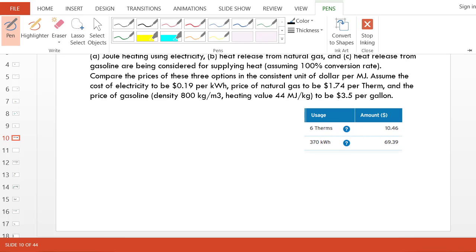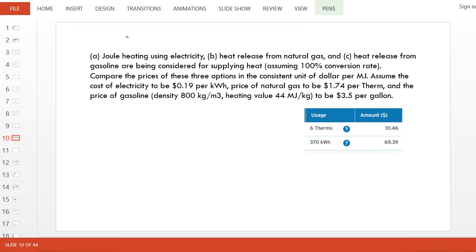Hello and welcome. In this problem, we are going to compare three different ways of producing heat. One is Joule heating through electricity, which basically means electricity passing through an electric resistance, and it produces heat at 100% efficiency.